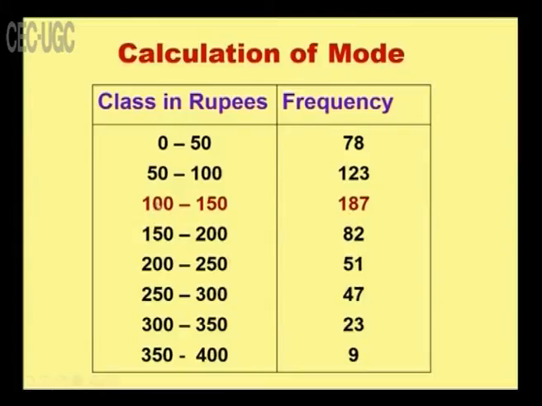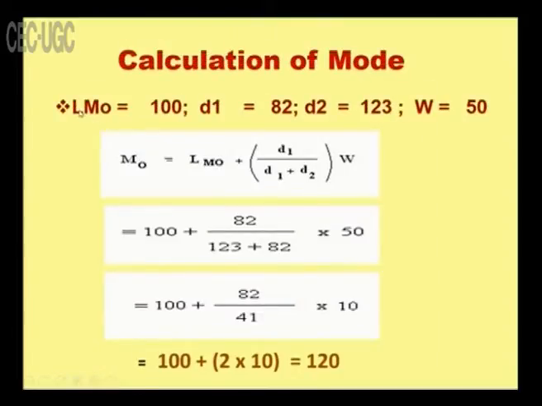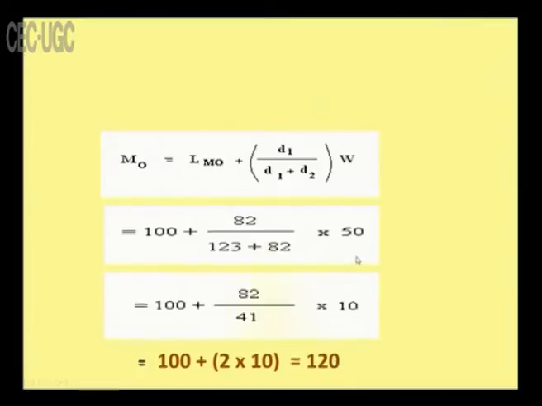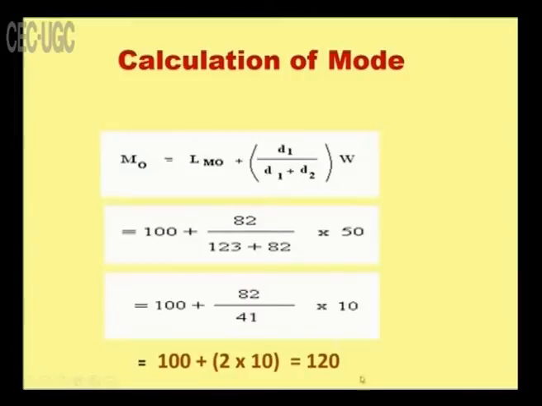The lowest class limit is 100. Now let us apply the formula: the modal class lower limit is 100, D1 is 82, D2 is 123, W is 50, and applying the formula, we get 120. So we can say the mode lies in 100 to 150, but exactly what is it? For that we applied the formula and calculated 120 as the mode. Therefore, we can find the mode by using this simple formula.